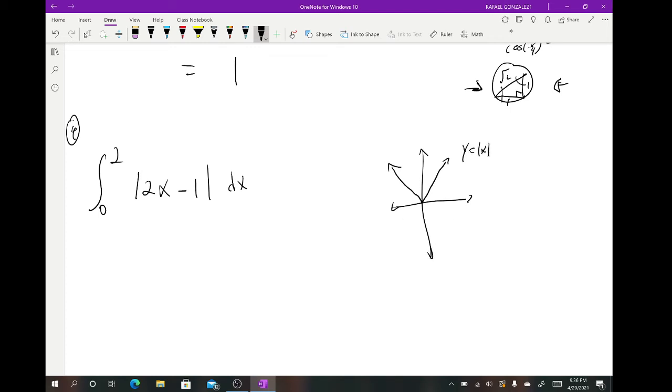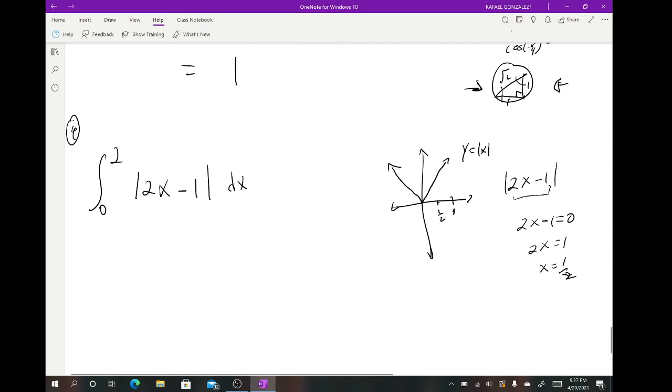It's like a V. So this one, 2x minus 1, if we were to graph this, remember that to graph it, we have to find the vertex, and to find the vertex, we find the value for which the inside piece is equal to 0. So that's 2x equals 1, which means x equals 1/2. So that means, let's say this is 1, this is 1/2.